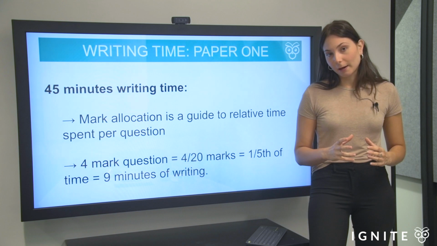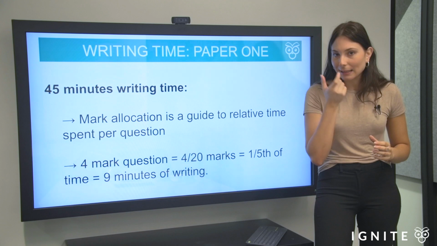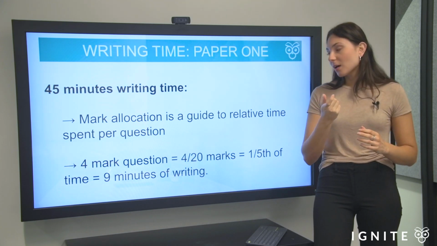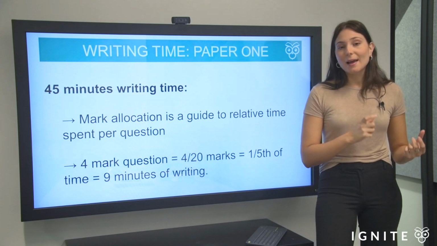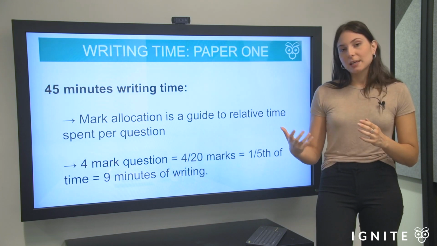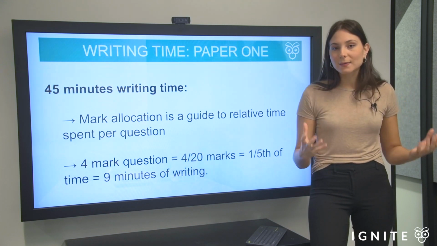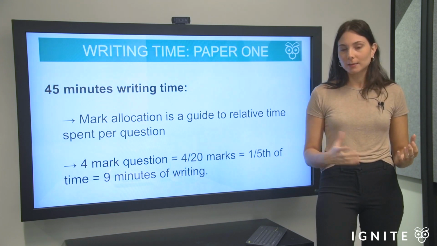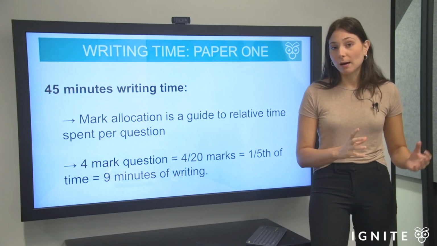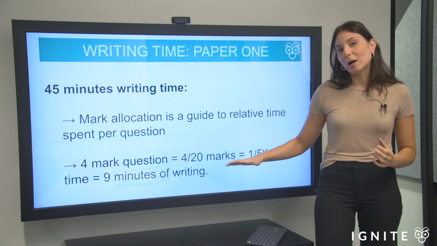Moving on to the writing time. The main point I want you to take away is that looking at the mark allocation is really crucial to how you divide your writing time for comprehension. The mark allocation is a guide as to how much time you should spend on each question. For example, if you've got a 4-mark question and there are 20 marks available for that first section, without getting too mathematical, it's roughly a fifth of your time because it's a fifth of your marks. So a 4-mark question should be about 9 minutes of your writing time.